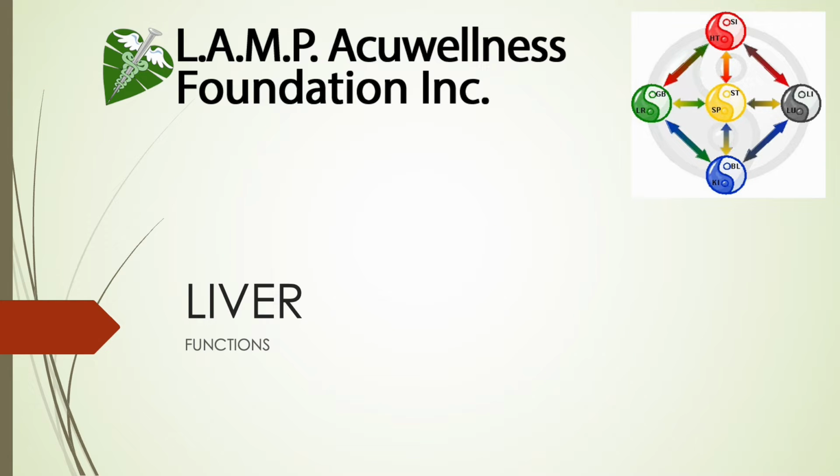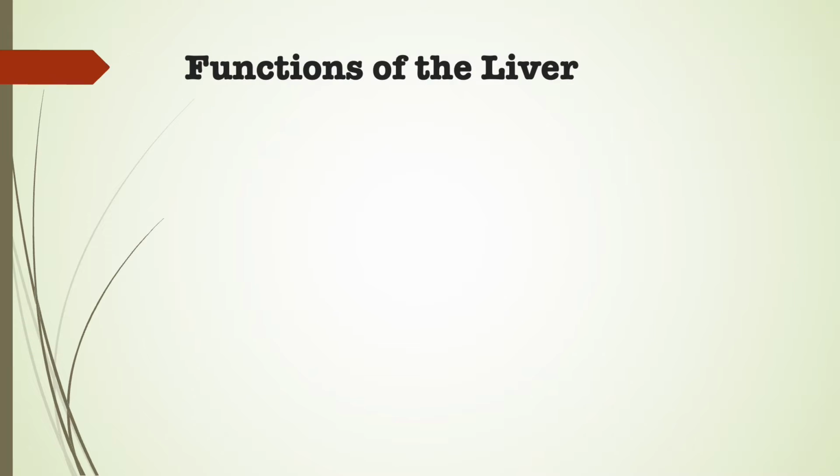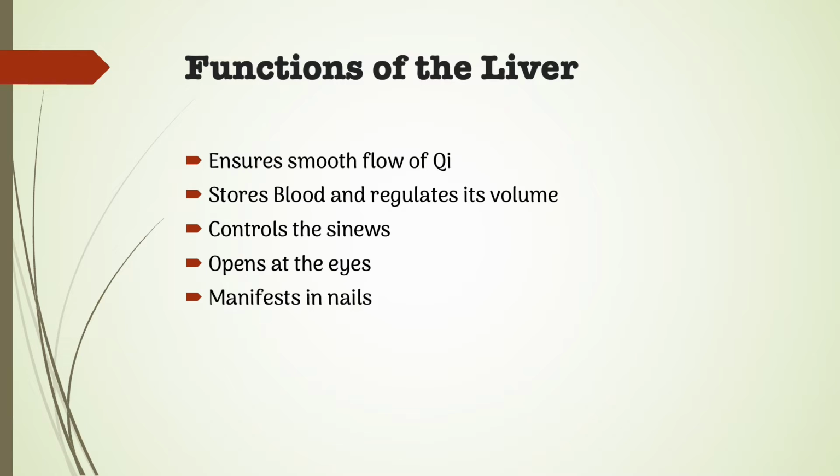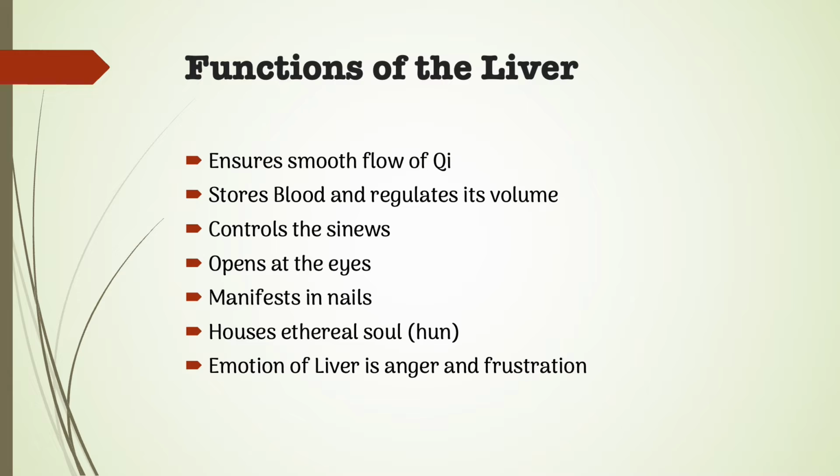Now let's talk about the liver. Functions of the liver include: ensures smooth flow of qi, stores blood and regulates its volume, controls the sinews, opens at the eyes, manifests in nails, houses ethereal soul or hun. Emotion of the liver is anger and frustration.